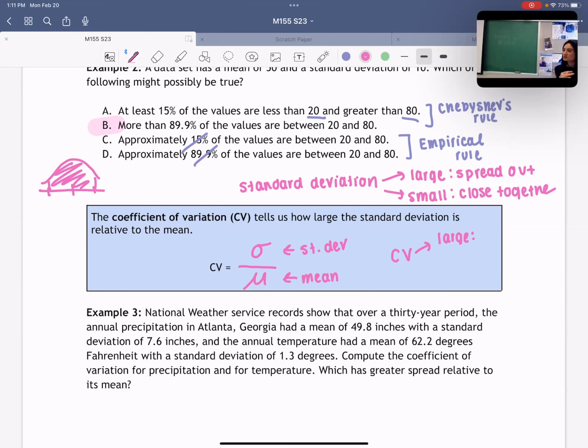I think I heard "spread out," right? And that's actually right. So let me write that down. If you do this coefficient of variation and you get a really big number, it also means that the data is really spread out.